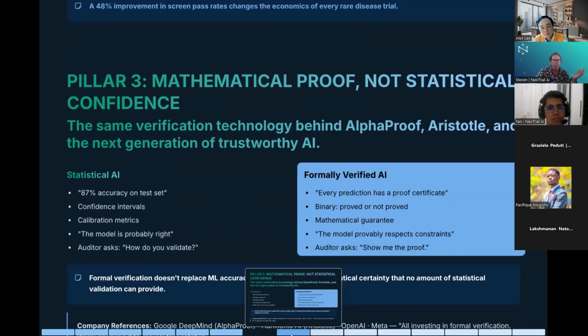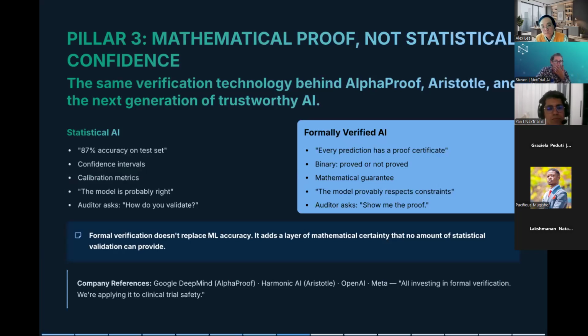So pillar 3, formal verification. This has been used in chip design, avionics, nuclear systems for decades, right? This is not a new application to machine learning. Google DeepMind used Lean 4 as a proof assistant to build AlphaProof, which solved International Math Olympiad problems with formally verified solutions. Harmonic AI, with Aristotle, achieved gold medal performance with the same approach.